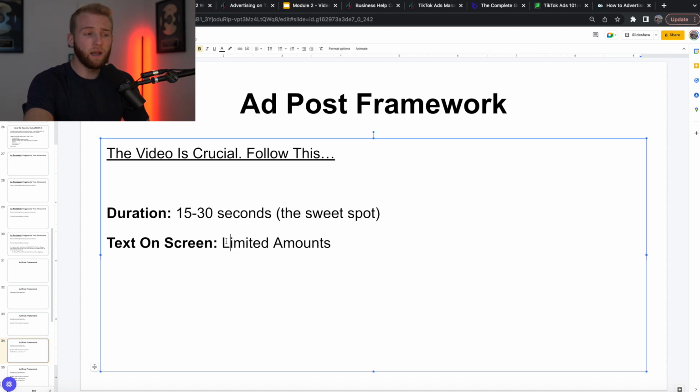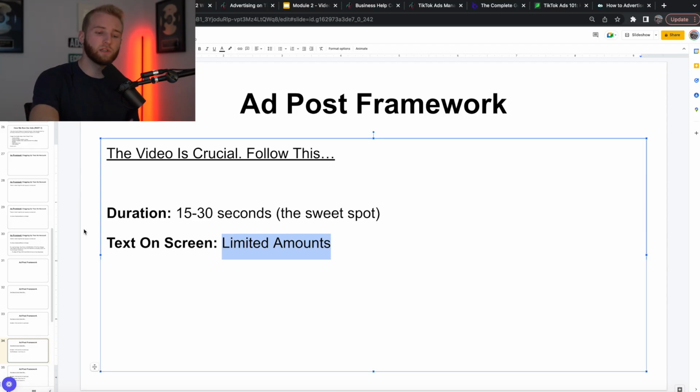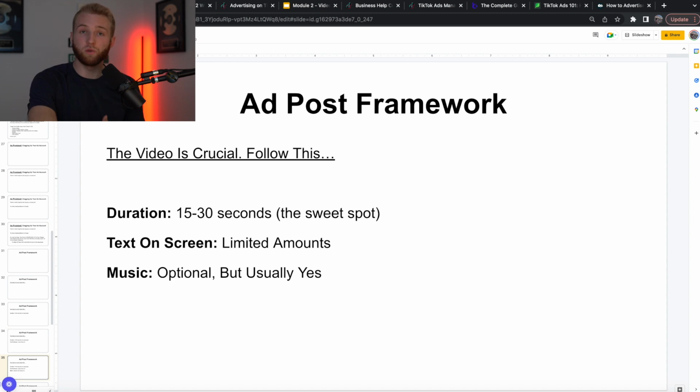Text on the screen, limited amounts. I'm not a huge fan. I used to do a lot of stuff, pop it up, have voice to text. Try to keep that a little bit minimal for us. We do minimal text, 15 to 30 seconds. We do music on them. That's what we do. But you can do some other stuff, someone talking in the background. You just got to have it engaging.